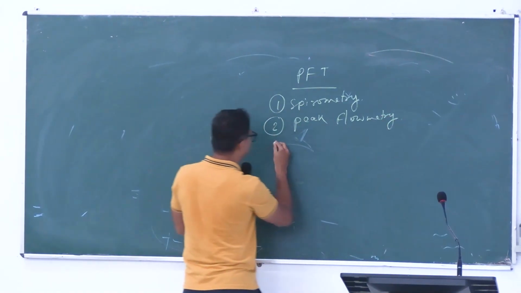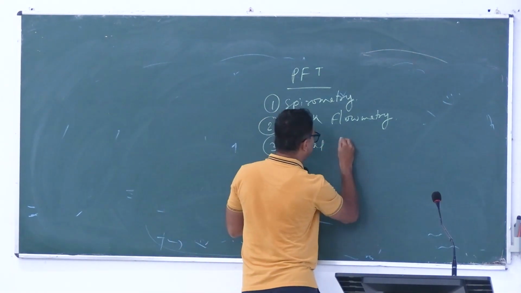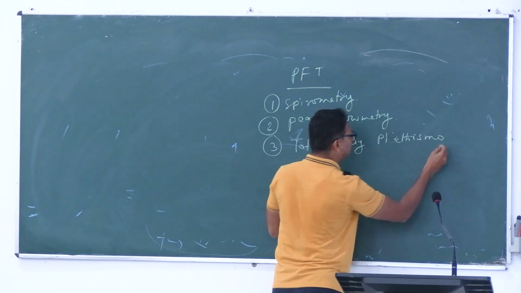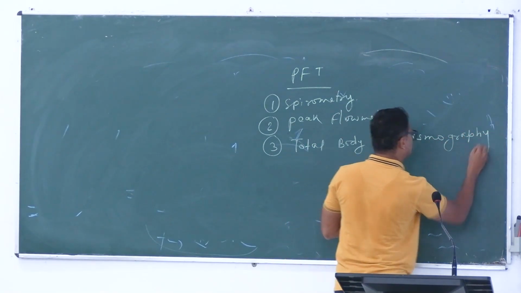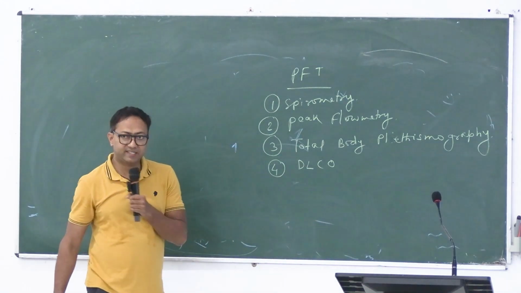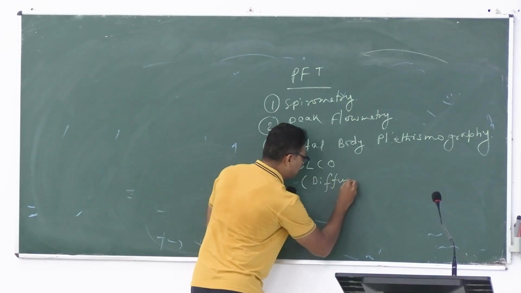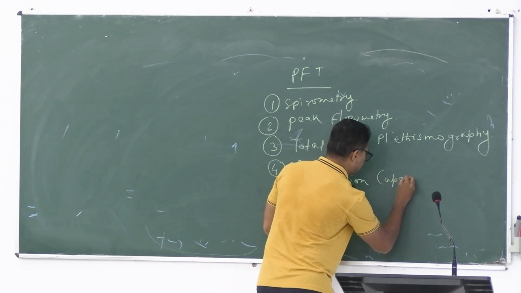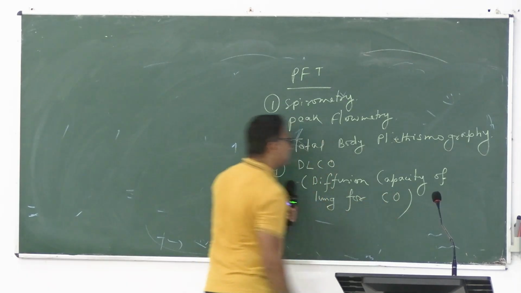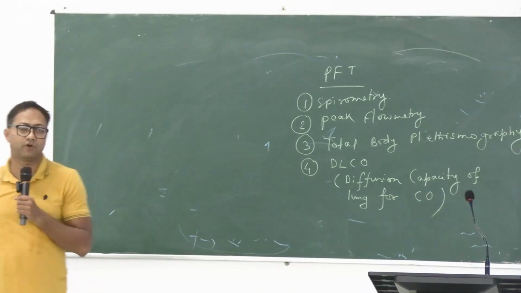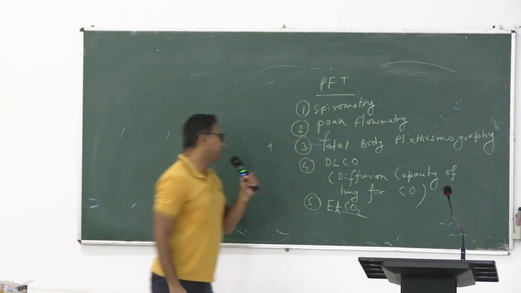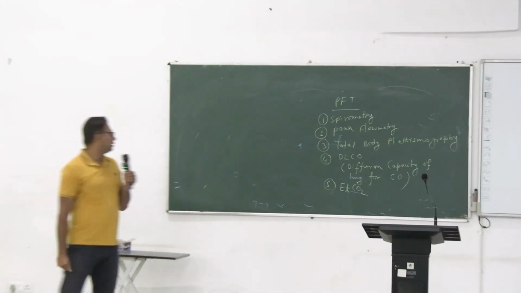Number three, total body plethysmography. Number four is DLCO, that is diffusion capacity of lung for carbon monoxide. Number five, EtCO2 or end-tidal carbon dioxide.